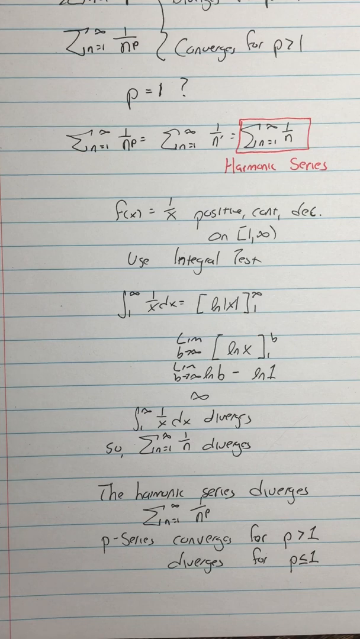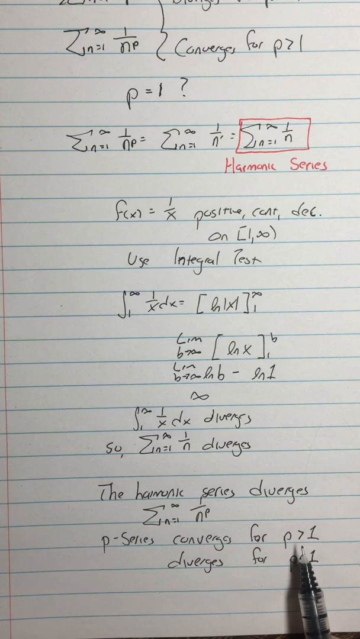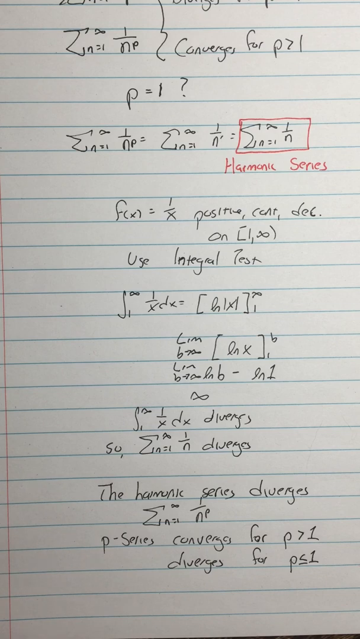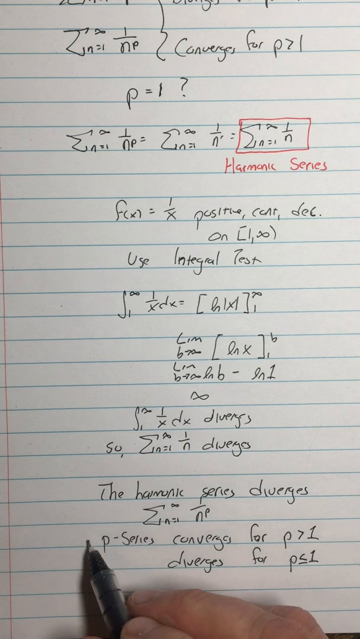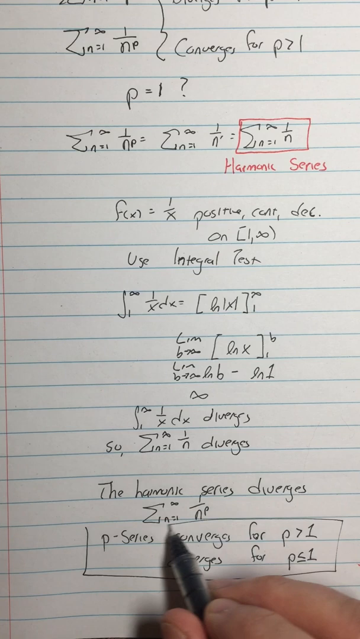Your homework doesn't really call for you to say anything about p series, but when we get to the comparison test, knowing that a p series converges for p greater than 1, and diverges for p less than or equal to 1, is going to be extremely important and useful. All right, so hold on to this for later use.